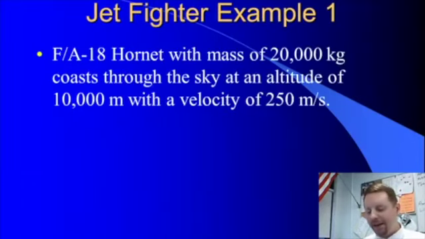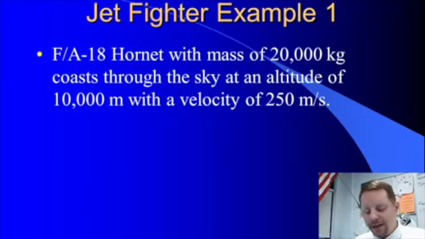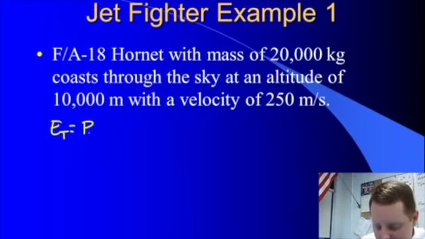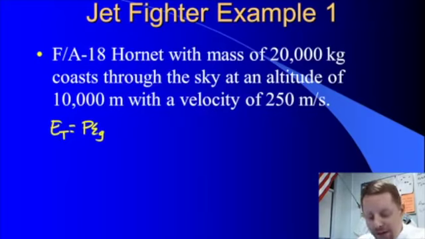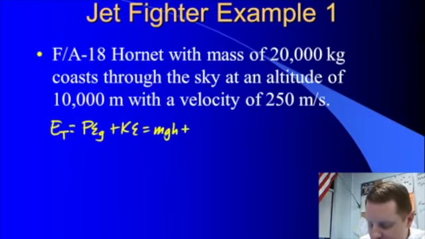Let's see how this can be applied. If we start with the problem of an FA-18 Hornet with a mass of 20,000 kilograms coasting through the sky at an altitude of 10,000 meters with a velocity of 250 meters per second, we can find its total energy. Its total energy is going to be equal to its potential energy due to its height above the surface of the Earth, or gravitational potential energy, plus its kinetic energy. That's going to be mgh plus 1/2 mv squared.